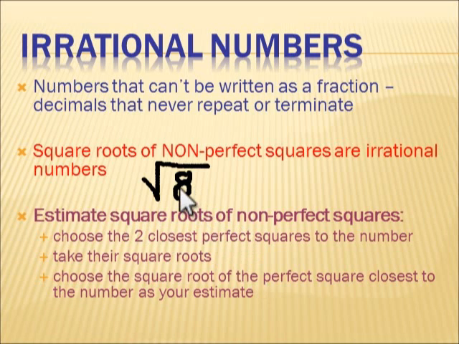So how do we find the square root of a non-perfect square or estimate it? We simply look to see what two perfect squares it is between. This is between 4, which is 2 squared, and 9, which is 3 squared. So the estimate of the square root of 8 would be somewhere between 2 and 3. So that's actually what we would put on the answer line, 2, 3. All right, let's get some practice in.